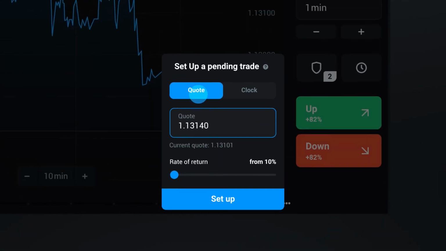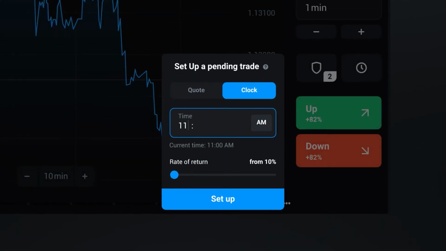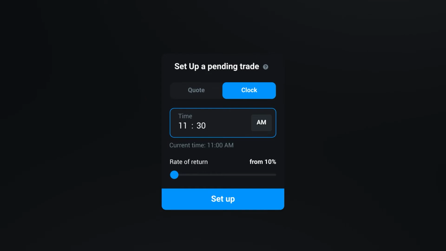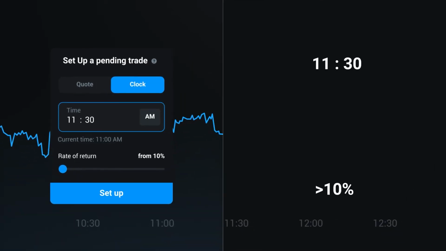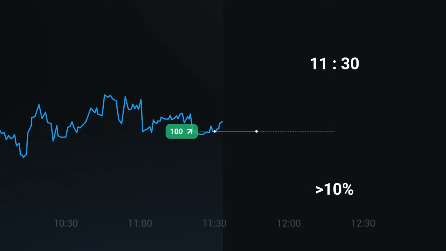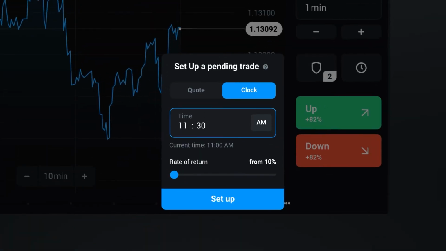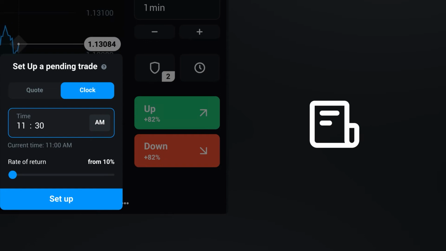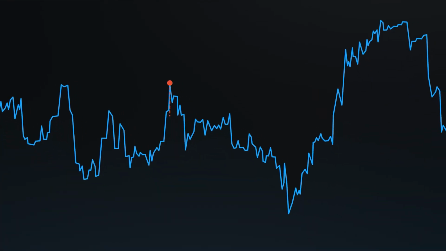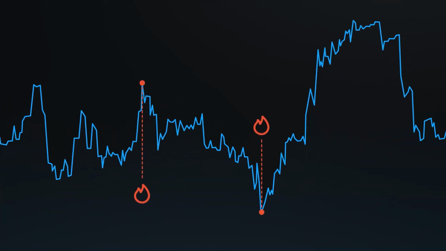The second option is to specify the time when the trade should open. This order will be executed only if the rate of return at the moment is higher than the one specified. This option is often used when trading on the news, especially when the time of a news event will cause movement in the market and is known in advance.